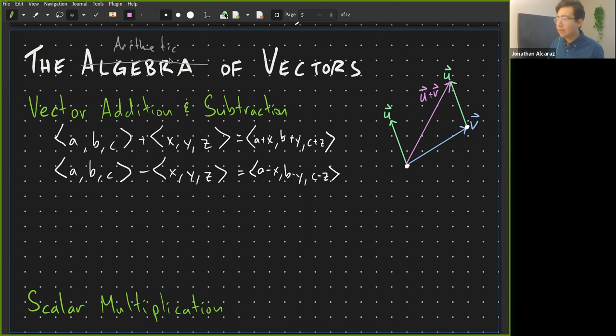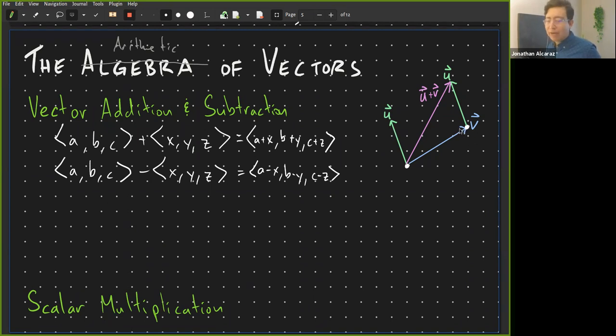Cool. So that's u plus v. Anyone remember how we find u minus v in terms of the picture? That in red here. In terms of the picture, how do I do u minus v? Someone's saying 180, head to head. Yeah, so head to head I think is a good description.